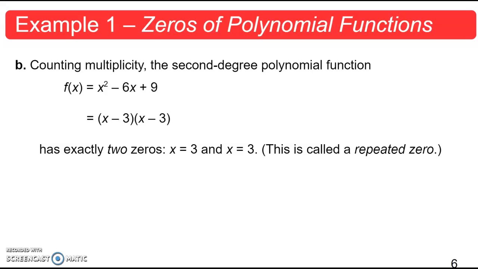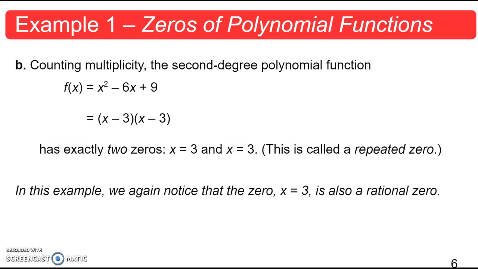This is known as a repeated zero. Our textbook refers to it as a repeated zero. Oftentimes we tell students to refer to this as multiplicity of 2. But again, we see that it has a rational zero, and both of these would fall in the complex number system. So again, with a degree of 2, we notice that we have two zeros. Ultimately, they are the same zero with multiplicity 2, or a repeated zero.